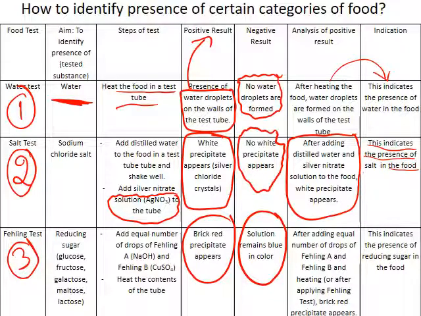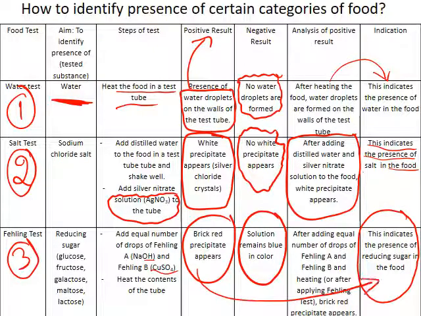Analysis, after adding equal drops of Fehling A, which is NaOH, and Fehling B, CuSO4, and applying heat in the Fehling test, brick red precipitate is going to appear. What does this indicate? This indicates the presence of reducing sugar in the food. So brick red precipitate is an indication of the presence of reducing sugar.